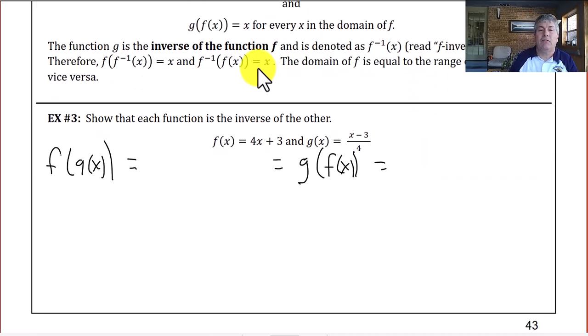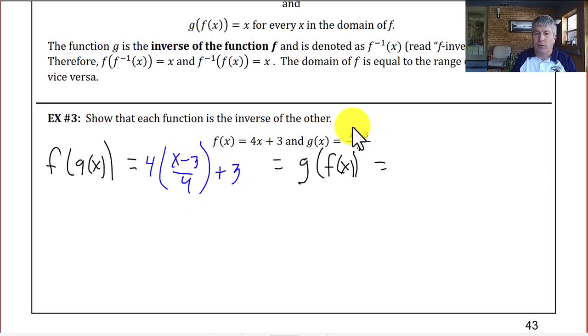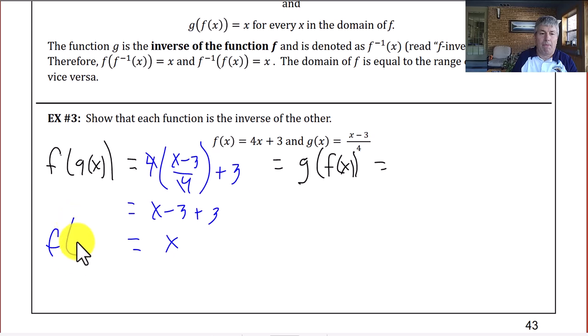So show that these functions are inverses of each other. What we're going to do is find f of g of x, meaning we'll put g of x into f. So we have 4 times (x minus 3) over 4, plus 3. We've taken (x minus 3) over 4 and put it into f, and we simplify that. Looks like the 4's cancel here, and we get x minus 3 plus 3, and we get x. So f of g of x is equal to x.